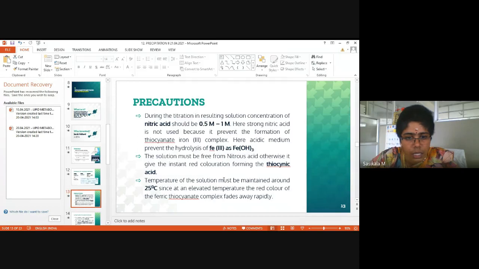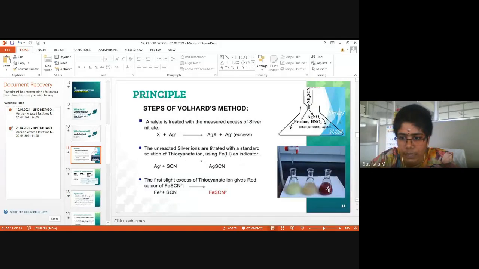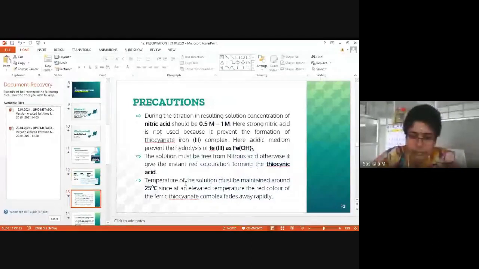Then the temperature should be maintained around 25 degrees Celsius, that is, ambient temperature. If we increase the temperature, what happens? At elevated temperature, the red color of ferric thiocyanate at the end point will not last long enough to observe. It will fade, so you will not be able to conclude where the end is. You will keep on adding thiocyanate to get a constant end point. That is affected if the temperature is elevated, meaning increased from 25 degrees Celsius. So at room temperature, it is convenient to carry out the titration.